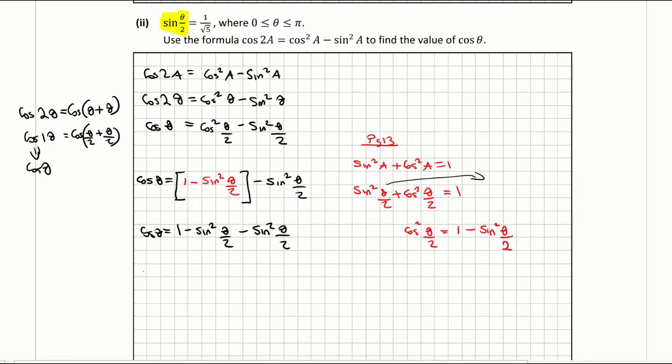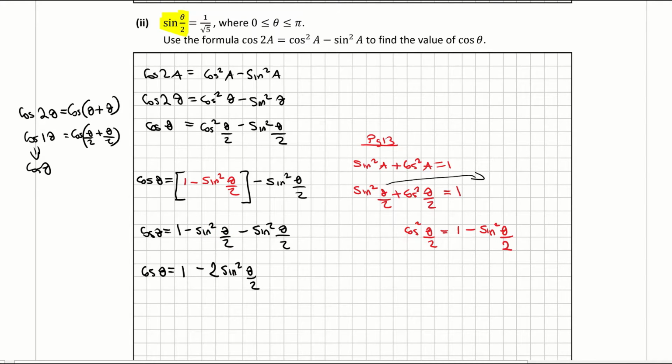So now I have cos theta is equal to 1. Well, I have two of these now. So minus sine squared theta over 2 minus sine squared theta over 2 gives me minus 2 sine squared theta over 2. So think of sine squared theta over 2 as an x. So it's minus x minus x is minus 2x. So just try and think of it like that. And where can I go from there?